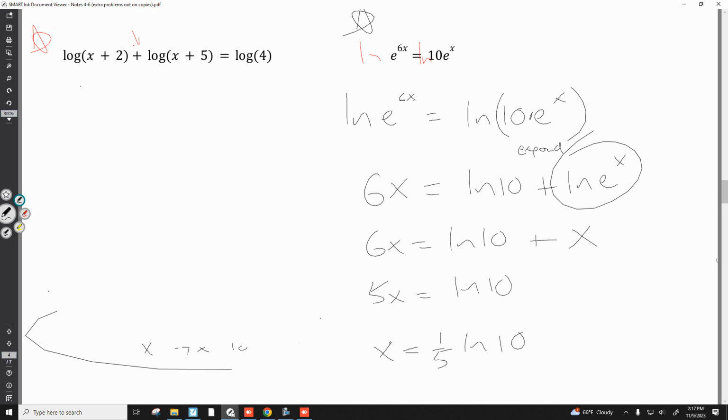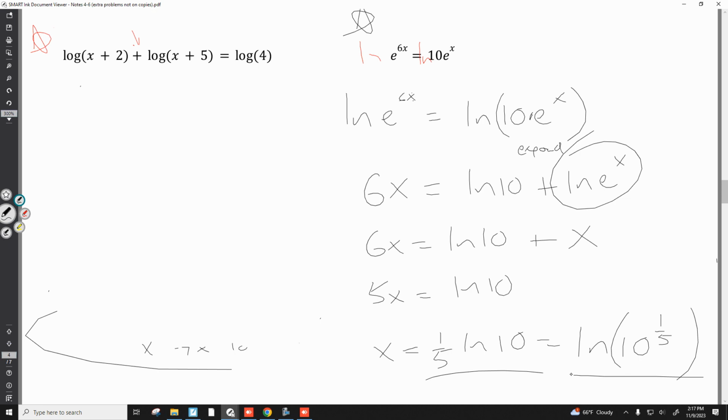Now, many of you don't see that natural log of e to the x is just x. Many of you don't think to subtract the x, but that's a good idea. Many of you divide by 5 and tell me that the natural log of 10 divided by 5 is the natural log of 2, but that's not right. We know that dividing by 5 is the same as multiplying by 1/5. The answer is really the natural log of 10 to the 1/5. If you wanted to put that, that's great. We're ready for that.